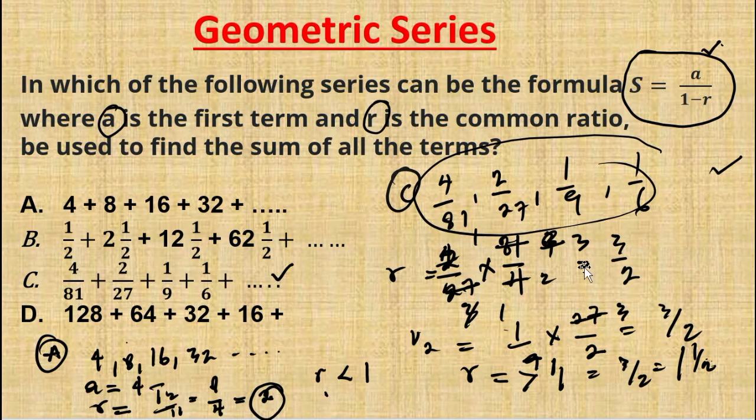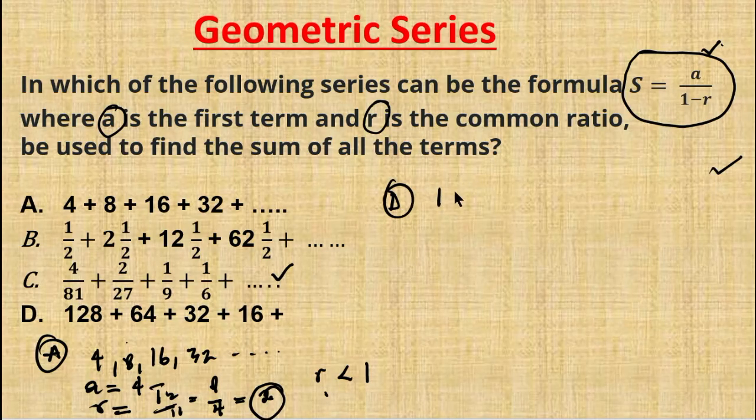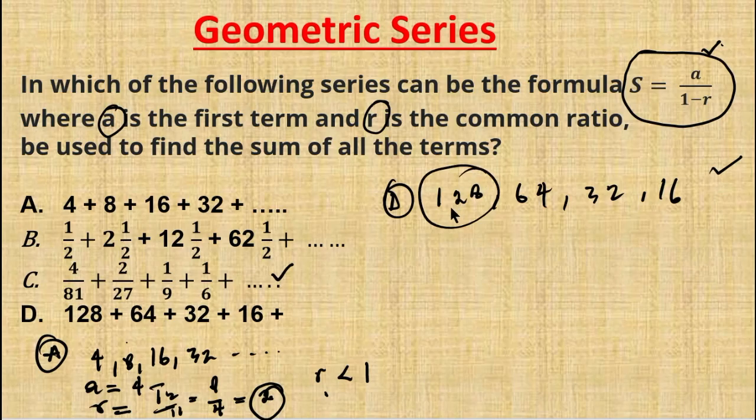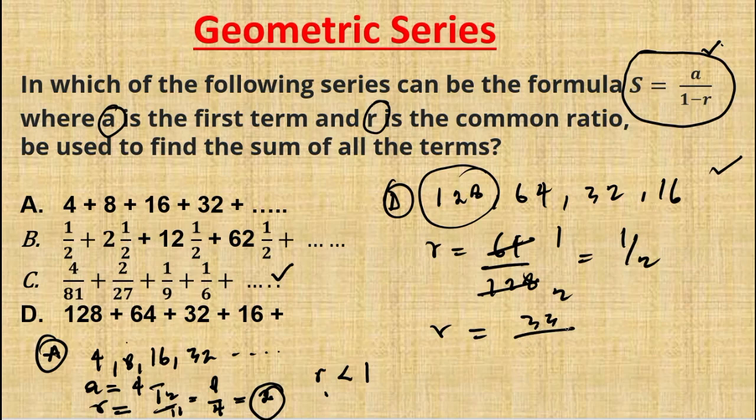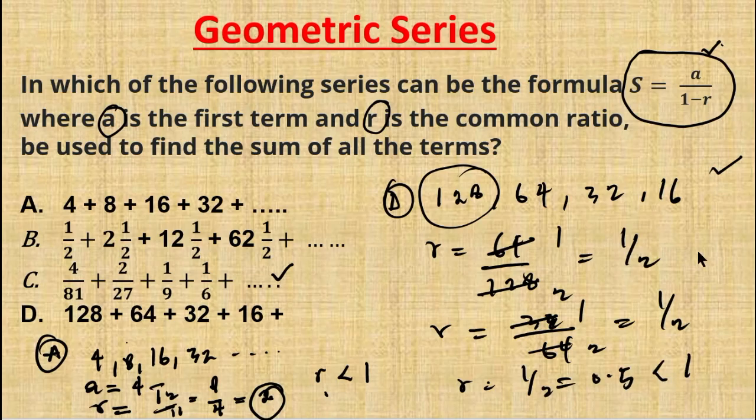And finally, let's test D. For the series in D, we have 128, 64, 32, and 16. This is looking close to the answer. We have our first term A, and let's check for R. R equals T2 over T1, that's 64 over 128, which equals half. Again, T3 over T2 equals 32 over 64, which equals half. Since R is half, which is 0.5 and less than 1, obviously we can use this formula to find the sum of the infinite series.